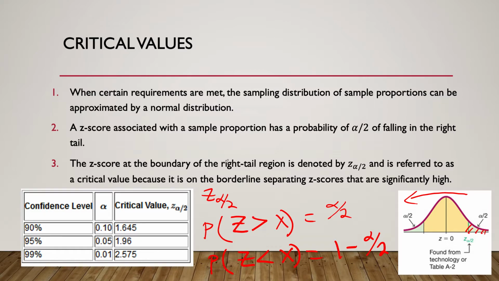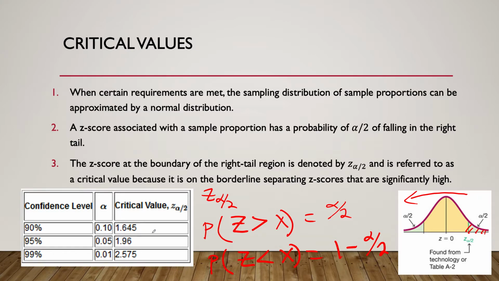The z-score at the boundary of the right tail region is denoted by z sub alpha divided by 2, and is referred to as a critical value because it is on the borderline separating z-scores that are significantly high. But in order for us to calculate this critical value, since this is typically written as the probability that z is greater than some number x is equal to alpha divided by 2, SAS, and for that matter most technology, gives you the area to the left. So that's the same thing as the probability that z is less than x is equal to 1 minus alpha over 2.